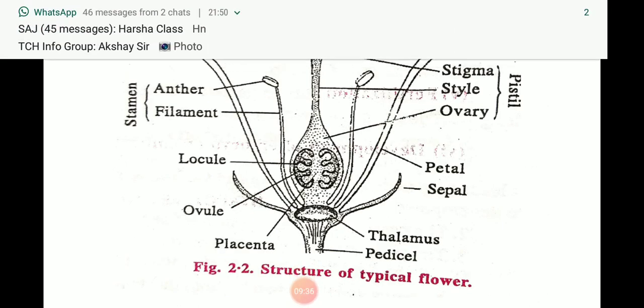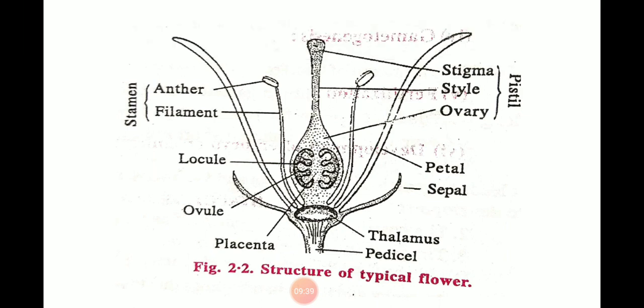Let's move to the structure of a typical flower. This is the structure of a typical flower. It is showing the transverse section of a flower. We can see the following parts: the pedicel, the thalamus, placenta, petal and sepal, stigma, style, ovary as pistil, anther and filament as stamen, locules, ovules.